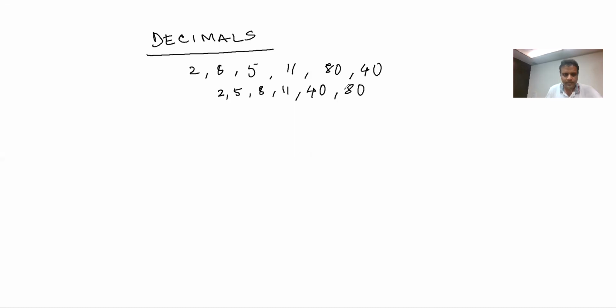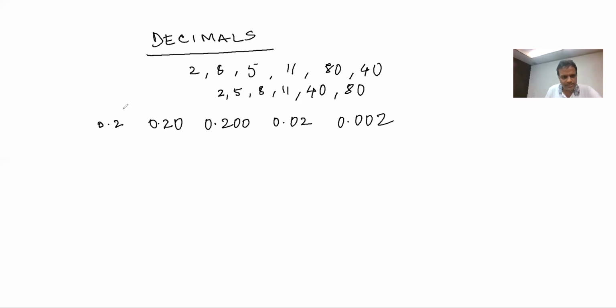This is so easy. But if I ask you to put the numbers 0.2, 0.20, 0.200, 0.02, and 0.002 in ascending order, which means the smallest number first and the biggest number last, then it becomes very tricky. So how should we do this?